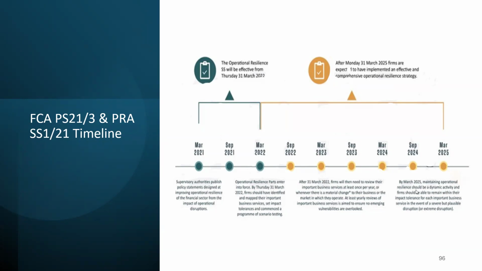By 31st of March 2025, operational resilience should essentially be business as usual. Firms should have tested to ensure that they are able to remain within their impact tolerance for each important business service in the event of a severe but plausible disruption or extreme disruption, including, for example, a cyber attack, an IT disaster, a pandemic, extreme but plausible scenarios. After Monday, the 31st of March, 2025, firms are expected to have implemented an effective and comprehensive operational resilience strategy.